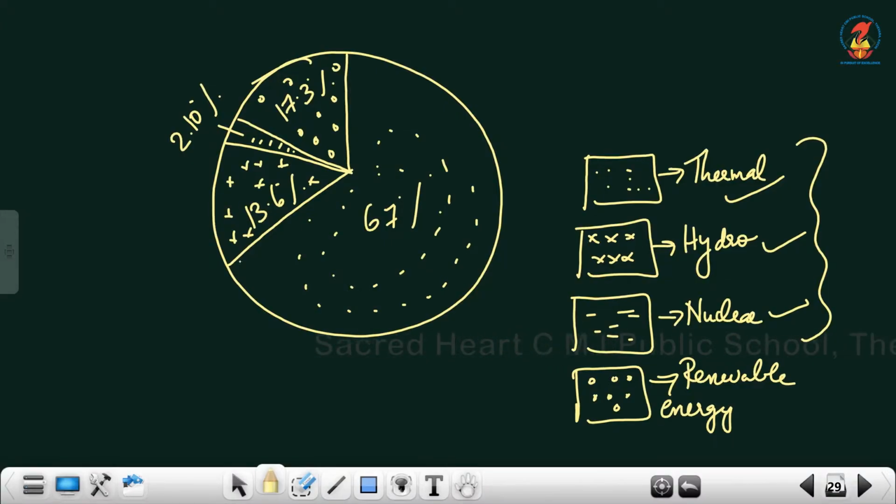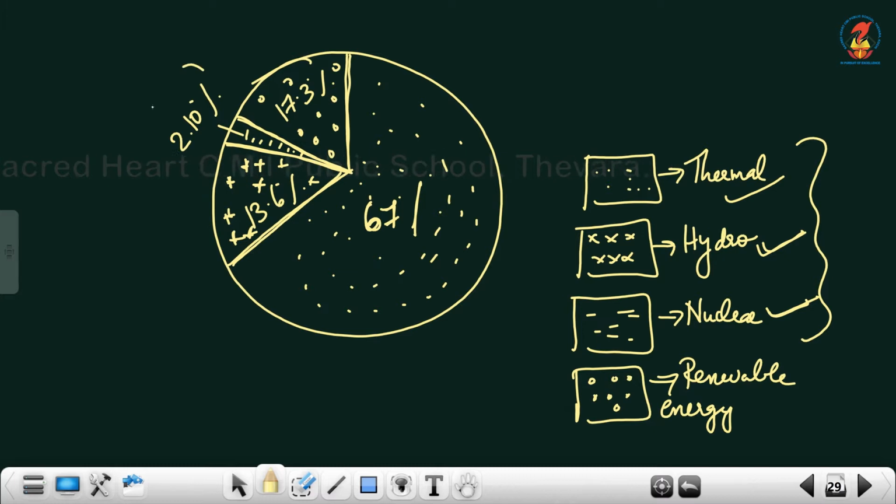Here in this pie diagram, the share of each source of power is given. I have told you thermal sources of power account for 67% and that is the highest, which is represented by this area with the dots. Now, hydro, which is produced with the help of water, accounts for 13.6%, which is represented by a cross mark. Next comes nuclear or atomic energy. This is the area and that is a very small share.